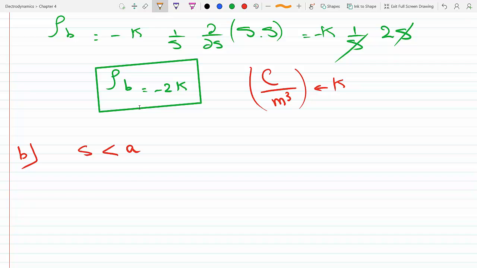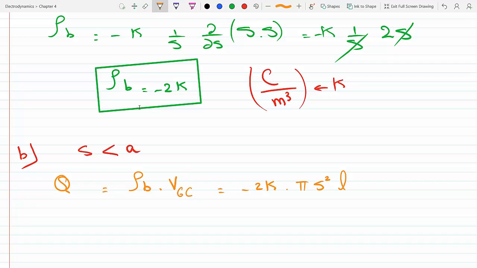We know if we take the bound charge and we multiply it by the volume, that will give us the charge bounded inside, right? Volume of the Gaussian cylinder. I'm taking a Gaussian cylinder for symmetry, that my Gaussian surface to be cylindrical. So rho B was minus 2K, and the volume of the Gaussian cylinder is the area of the base, which is pi s squared, since I'm taking my Gaussian surface to be of radius s, times the height of the cylinder, which I choose to be L.